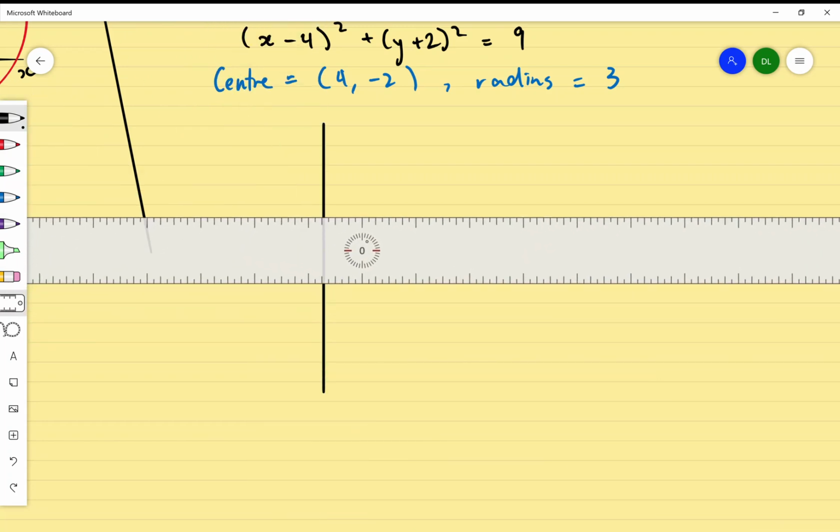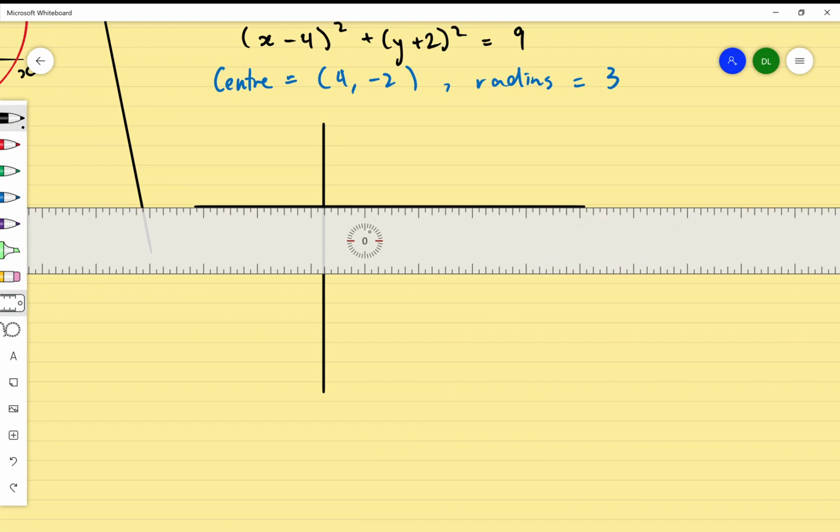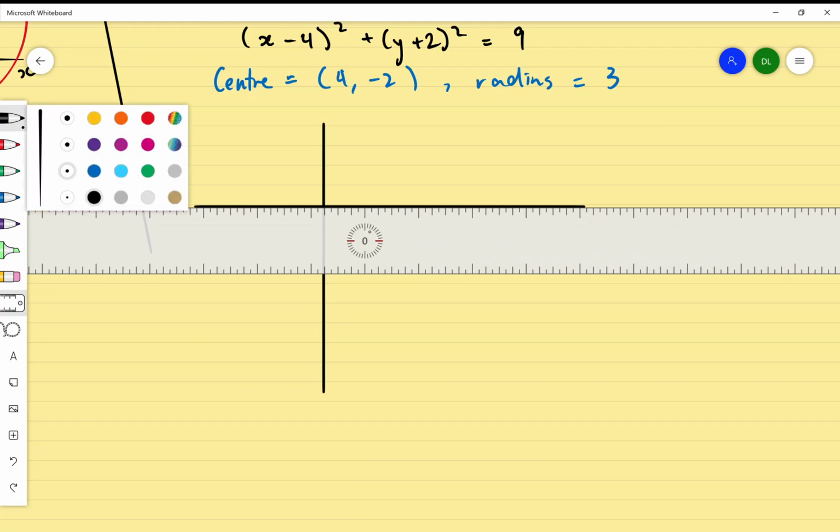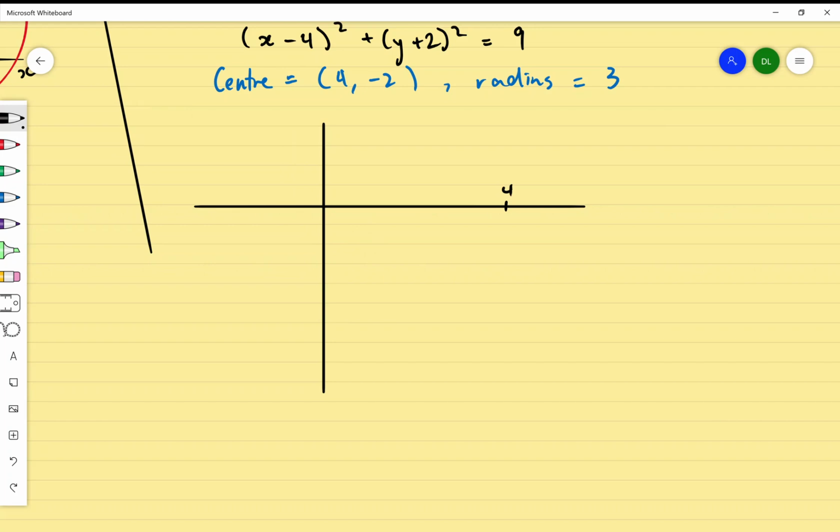Sketching that, I'm going to end up with my center at 4, negative 2, so I know it's going to be in the bottom right half. There we go. 4, negative 2, let's say that's approximate. We end up with this value here. My radius is going to be 3, so if I keep the x value the same and I go up in the y value, it's going to go from negative 2 to positive 1, which gives me this value here. So that's going to be 4, positive 1. And if I go down, it's going to be 4, negative 5.